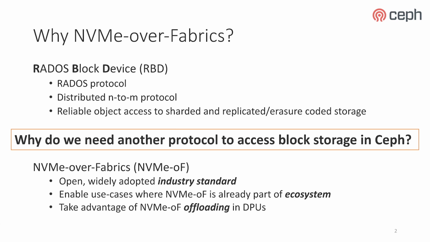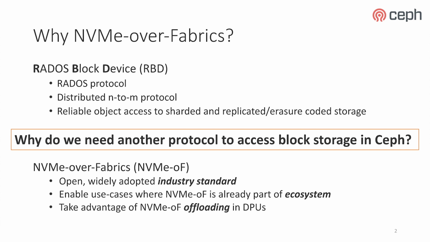Why introduce it in the first place? I just gave you an example, but you have the RBD2 for remote block storage. It's proven, right? It's reliable object access to sharded and replicated or erasure coded storage in the back, right? So you have all these features, you have fault tolerance and so on. So why do we need to introduce a new one?